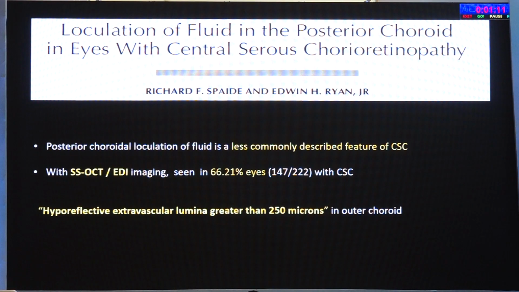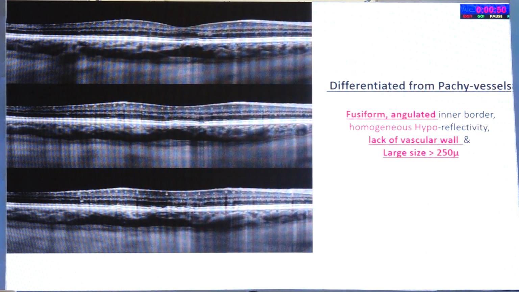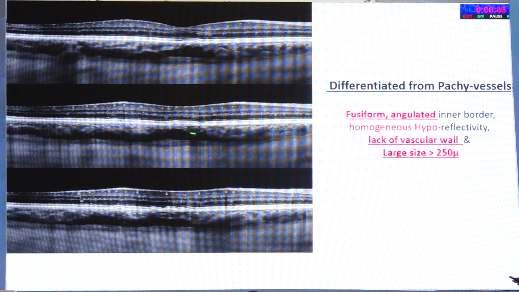patient. Another biomarker is posterior choroidal loculation of fluid in CSC. This was described by Spaide and colleagues with swept-source OCT. As common as 60% of the cases with CSC have either a dissociated posterior choroidal fluid loculation, or the fluid can interdigitate between the pachy vessels in the outer choroid. So it has to be differentiated from pachy vessels in a CSC. Here it is fusiform, angulated, and lacks a vascular wall, and is greater than 250 microns in greatest linear dimension.